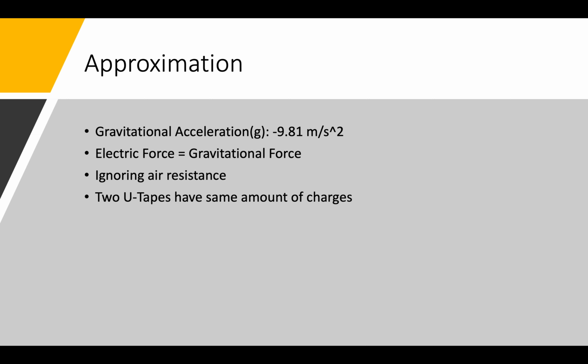So four assumptions we're going to make are: 1, the gravitational acceleration is equal to negative 9.81 meters per second squared. And we're assuming the electric force is equal to the gravitational force. We're ignoring the air resistance. And we assume that two U-tapes have the same amount of charge.